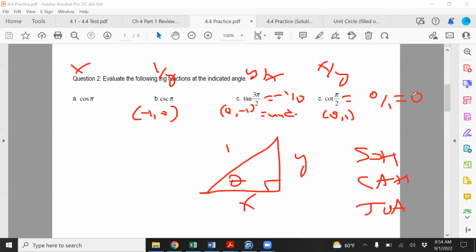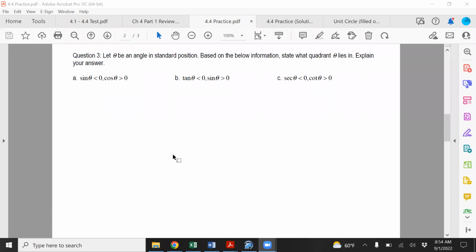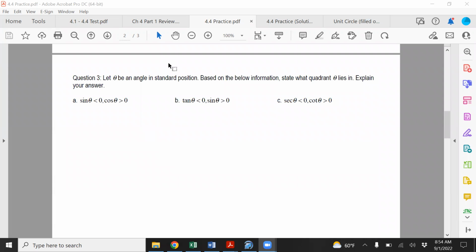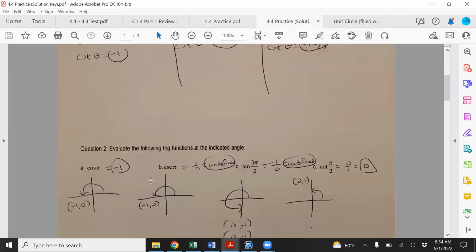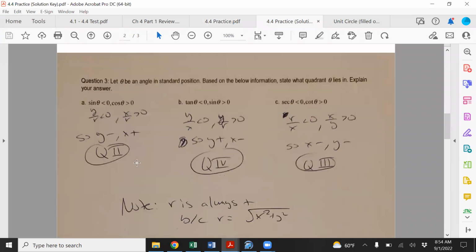Questions about numbers 1 and 2 before we do 3? Okay, number 3. Number 3 is a little more challenging, there's a little more involved. You're asked to state what quadrant it is and explain your answer. Let me show you the solution key, because that might help.